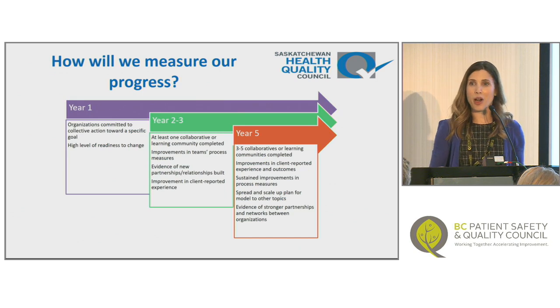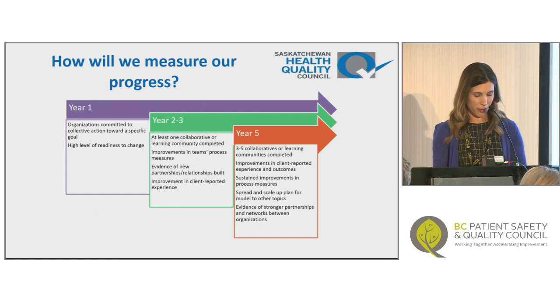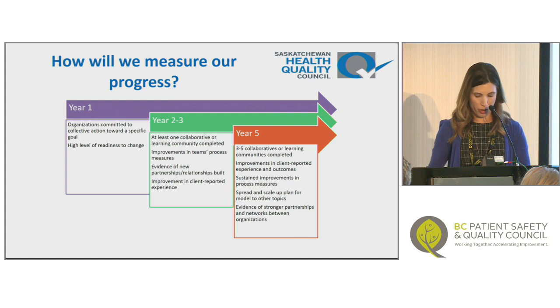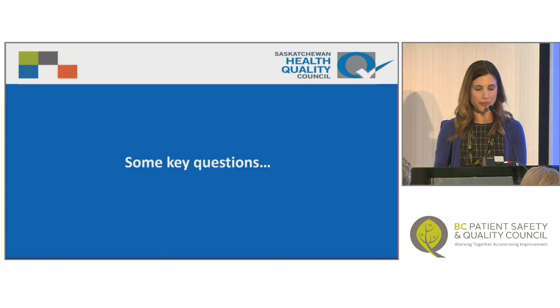We've also done some thinking about how we'll measure our success. So we'd expect that, in the first year of our 5-year vision, we need to learn, we need to build relationships and build readiness for change. Further down the line, we'd like to see that we've built or completed at least one learning collaborative, learning network, or learning community where teams have been able to make improvements in process measures, build new relationships, and improve experiences for their clients. And further down the line, we'd like to see we have more experience in building collaborations under our belts, that teams that are involved are making improvements to processes and outcomes, and that we're able to take what we've learned to scale up our improvements to new topics or subject areas.